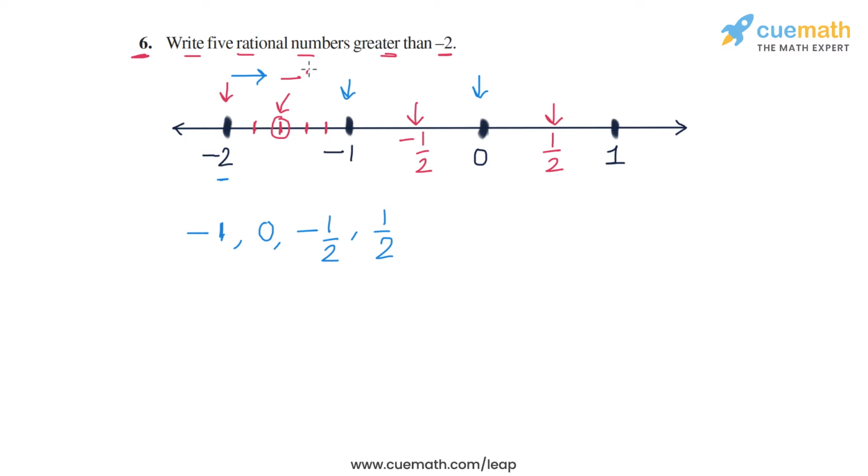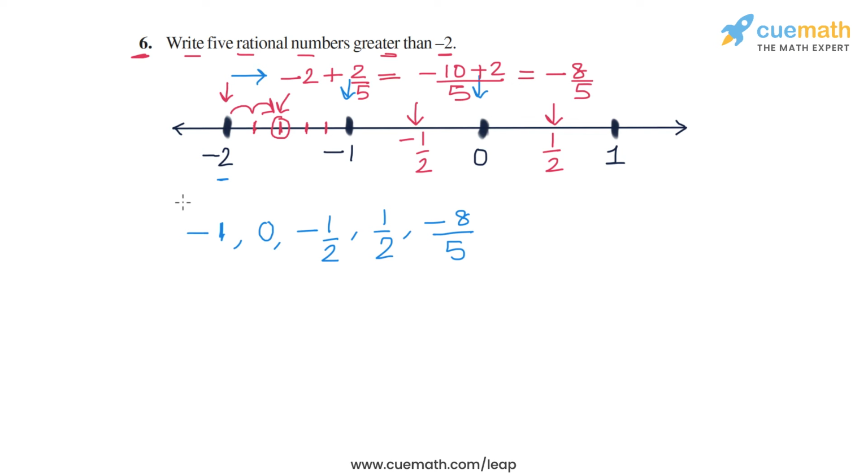So this will be minus 2, and then you add plus 2 by 5, because this number is 2 multiples of 1 by 5 to the right of minus 2. So this will be minus 10 plus 2 divided by 5, or minus 8 by 5. So we can take minus 8 by 5 as the 5th rational number that is greater than minus 2.